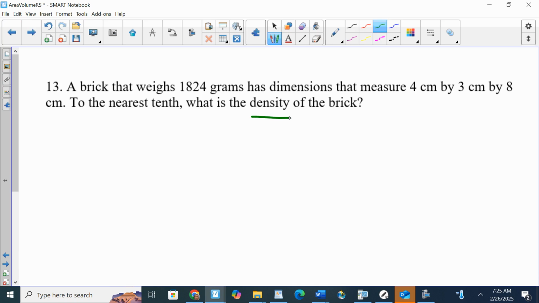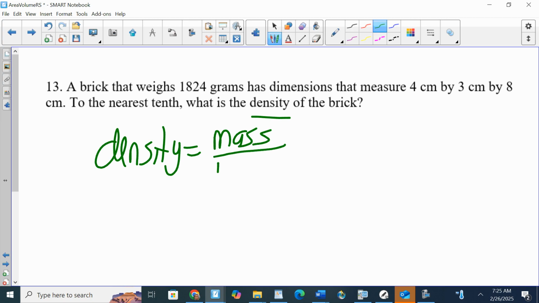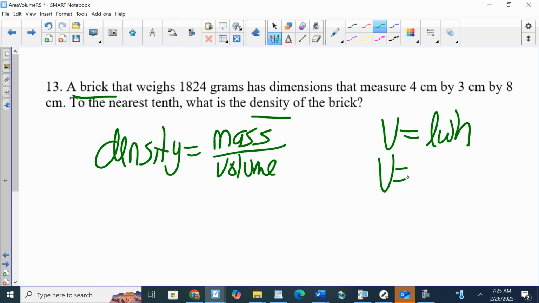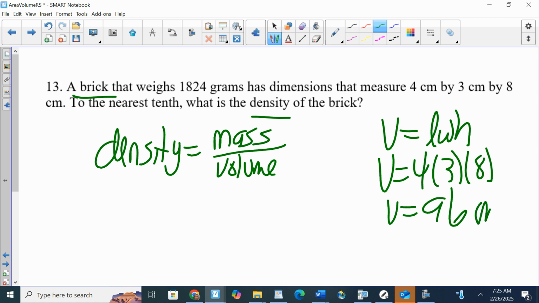Density. Density is mass over volume. So we start by finding the volume. It's a brick. Brick is like a rectangular prism, length times width times height. 4 times 3 times 8, 96 cubic centimeters.